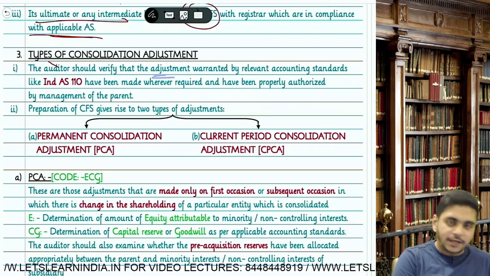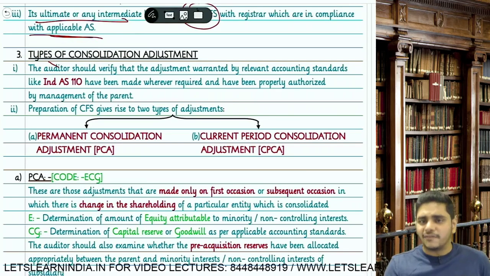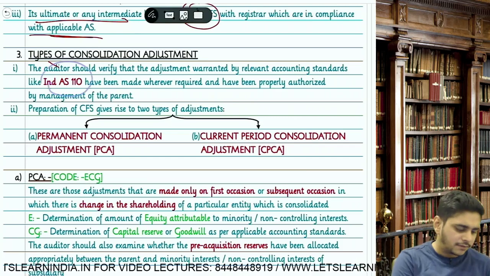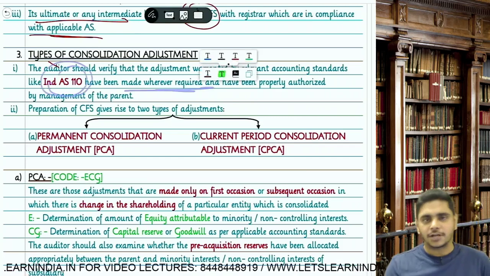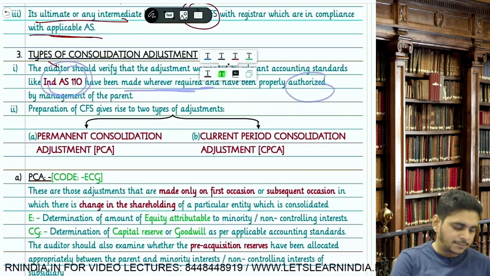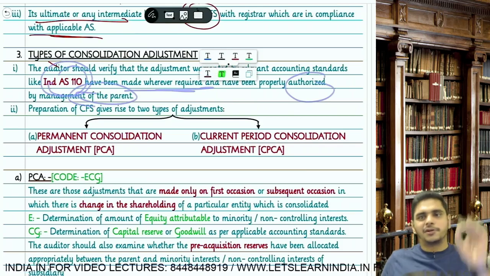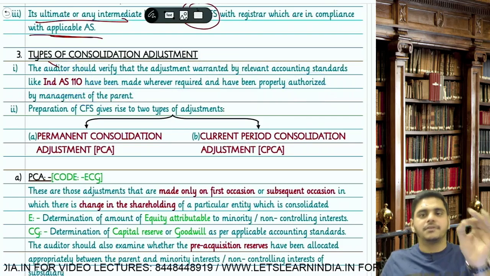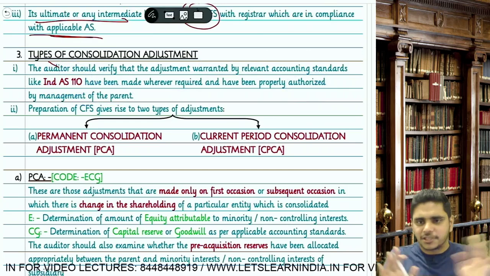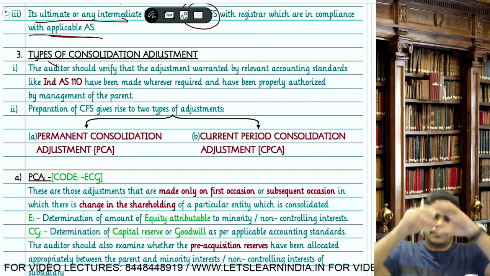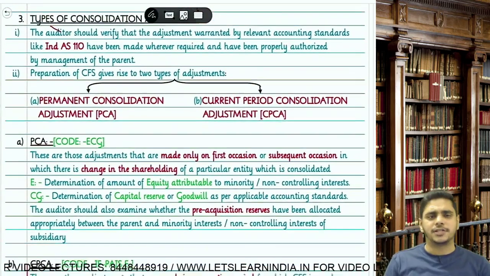So the auditor should verify the adjustments which are warranted by relevant AS. Which AS is there? Ind AS 110. Have been made wherever required and have been properly authorized by the management of parent. So auditor, go and check whether Ind AS 110 is followed, whatever adjustments are there. It will give rise to two adjustments.